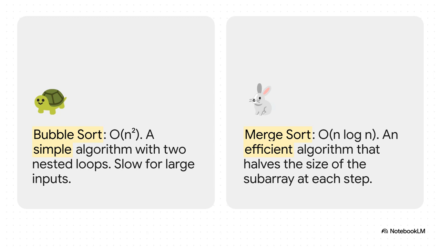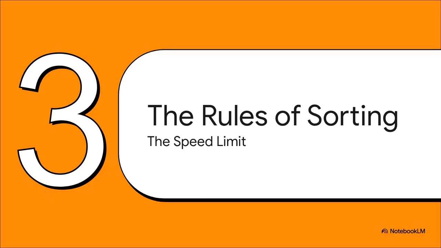For a list with 1,000,000 items, bubble sort would take something like 1,000,000,000,000 operations. Merge sort, around 20 million. We're talking about the difference between grabbing a coffee versus waiting for weeks. It's a huge deal. This all leads to a really interesting question, right? We went from O(n²) down to O(n log n). That's a huge leap. But can we go even faster?